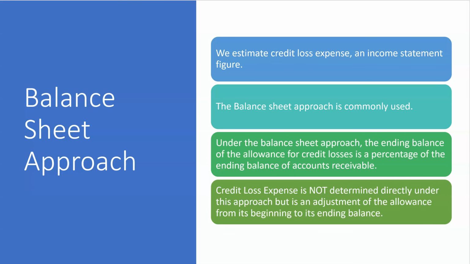We use a balance sheet account known as accounts receivable to determine another balance sheet account, which is the allowance for credit losses. So we first determine the ending balance of the allowance for credit losses, a contra-asset, a balance sheet account, and then we back into the income statement figure known as credit loss expense. That means credit loss expense is not going to be determined directly, but instead it is going to be an adjustment made to the allowance account from its beginning to its ending balance.